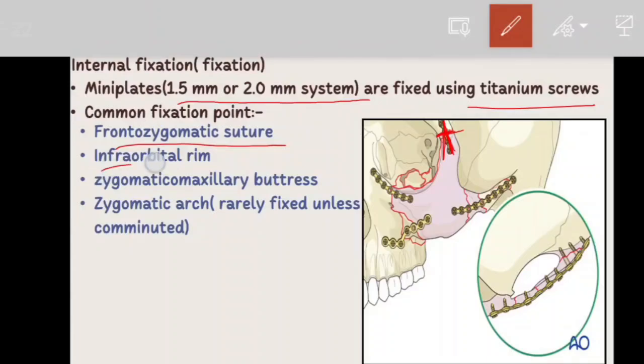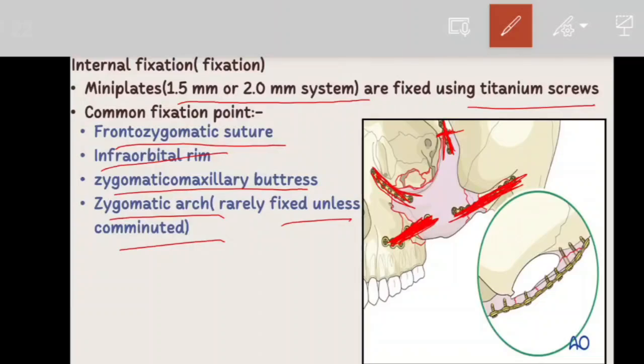Now the second one is the infraorbital rim, that is the infraorbital rim here. The third one is the zygomatico-maxillary buttress. You see here the zygomatico-maxillary buttress, and you place a mini plate. And the last one is the zygomatic arch, which is rarely fixed unless there are comminuted fractures. So this one is the zygomatic arch, and you place a mini plate here when comminuted fractures are involved.